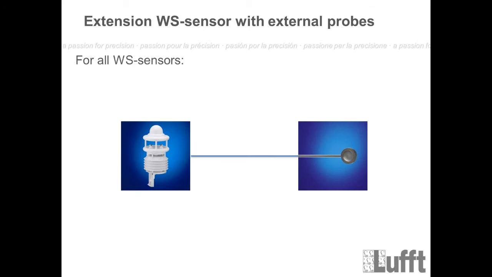And this probe will be able to be connected to all WS sensor types. So for all WS sensors, you will be able to connect this type of sensor. That's the external temperature probe WT1, and this will be connected with some special wiring. That means you have to put the main cable of the WS into the cabinet and the cable of the WT1 external temperature probe into the same cabinet, and then you have to link different wires together. I will show you which ones.